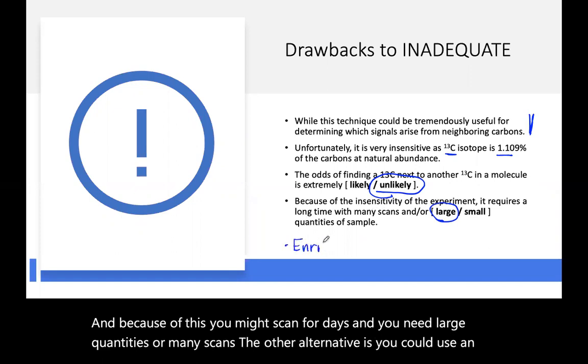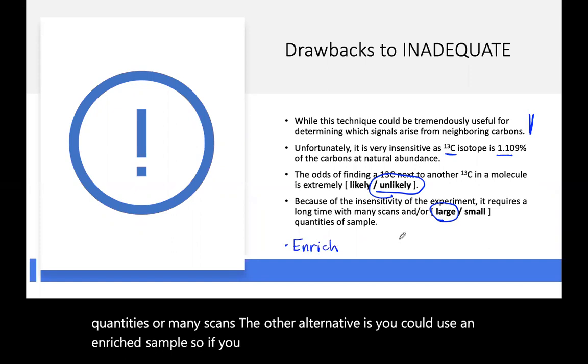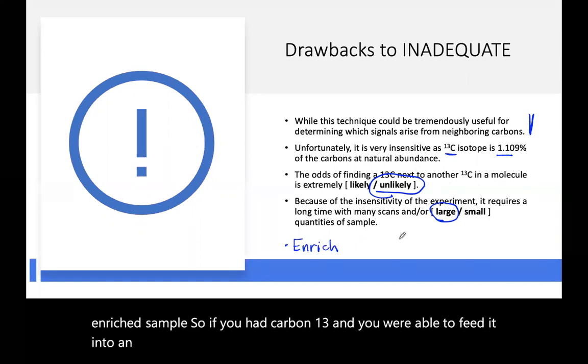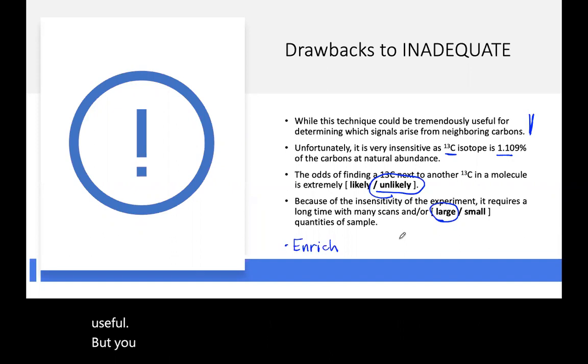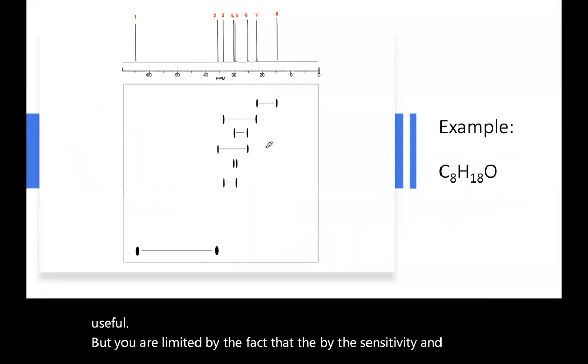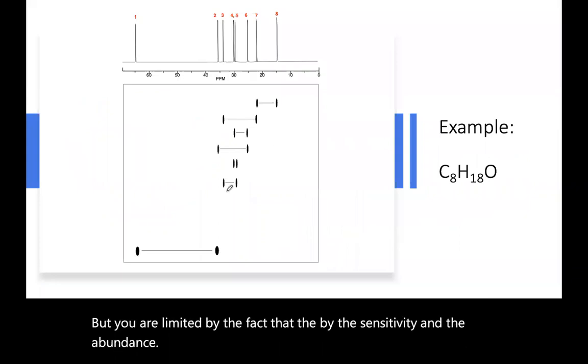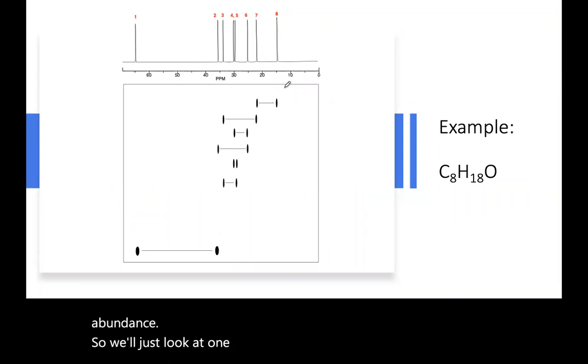So if you had carbon 13 and you were able to feed it into an E. coli and have it incorporated, or synthesize your molecule enriched with carbon 13, then this could be much more useful. But you are limited by the sensitivity and the abundance. So we'll just look at one more example though.